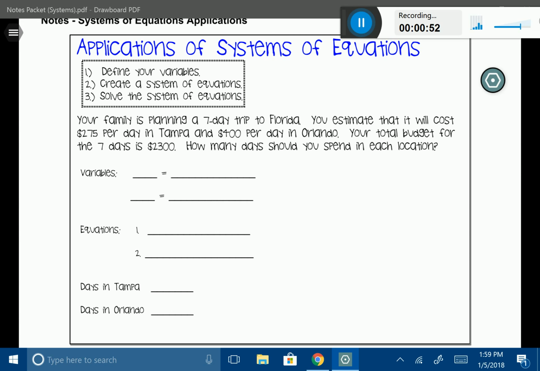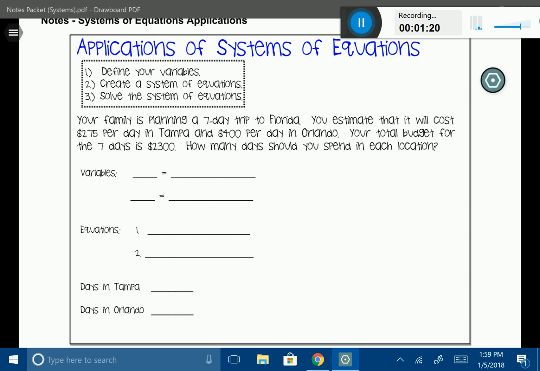So when you're solving a system of equations word problem, I always like to break it into these 3 steps to help you solve. The first step is to define your variables, define your unknowns. What are you looking for? Then create your system of equations, which honestly is always the most challenging part of these problems. And then once you have that system, you're going to go ahead and solve it.